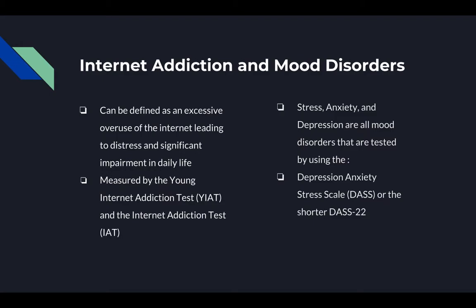It can be defined as excessive overuse, leading to distress and significant impairment in daily life. The way that researchers measure whether or not someone can potentially have internet addiction is with the Young Internet Addiction Test and with the Internet Addiction Test. The mood disorders I want to focus on are stress, anxiety, and depression, which are tested by using the Depression, Anxiety, Stress Scale, the DASS, or a shorter version, DASS-22.